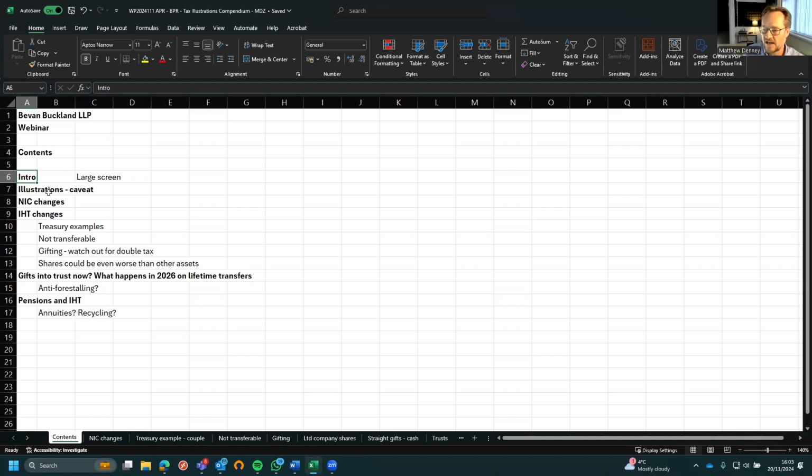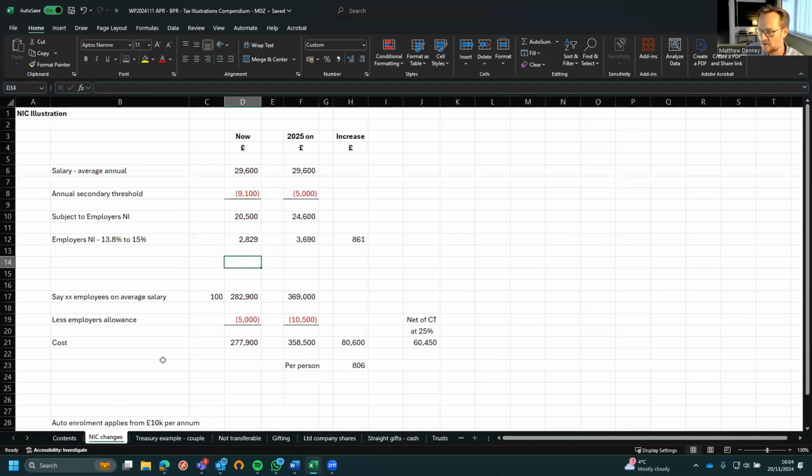I am just going to start, however, very briefly with the NIC changes. It won't take very long. There were two changes to employers' NI, because working people don't pay employers' NI, so that was fine to change that one. There were two changes: a reduction in the threshold at which employers start to pay employers' NI, and an increase in the rate from 13.8 to 15%.